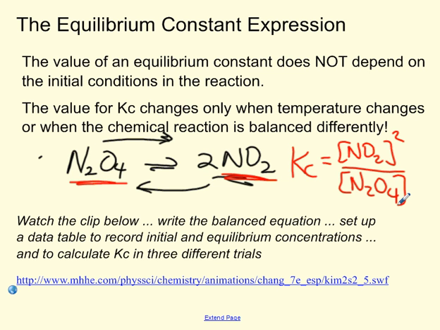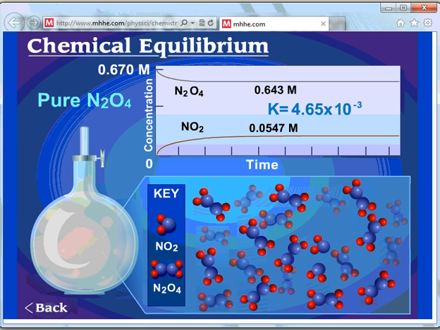So in the second reaction, N2O4 was producing NO2, but in the first experiment, we were actually going in the reverse direction. That doesn't really matter. Because I've written the reaction like I did here, the NO2 on the right-hand side becomes the numerator in my Kc expression. The N2O4 on the left-hand side becomes the denominator in the Kc expression.